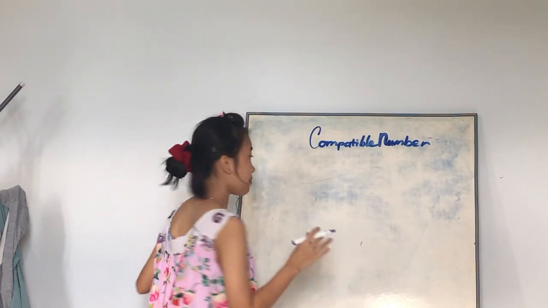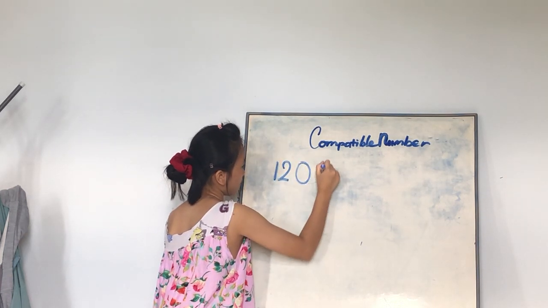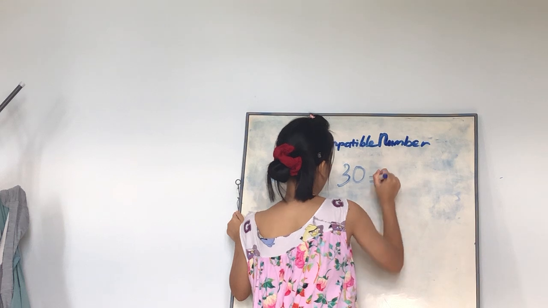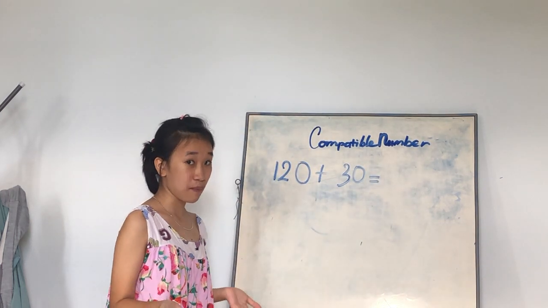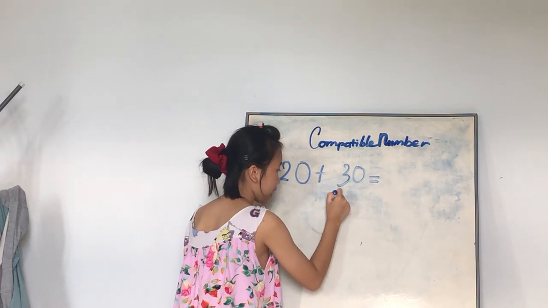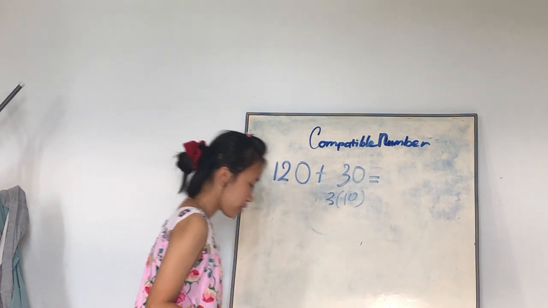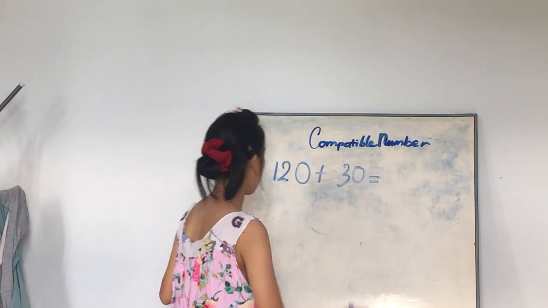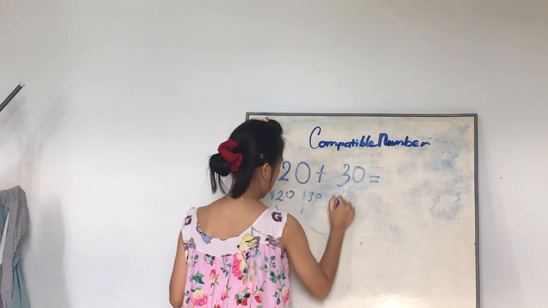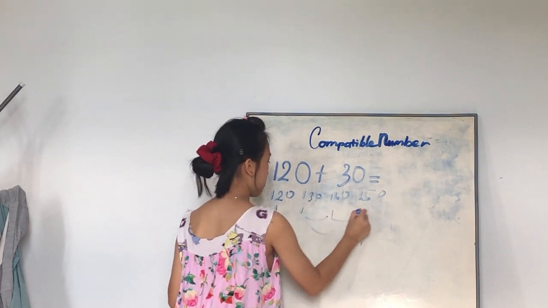First, I have the problem 120 plus 30. How can we solve this? See that 30 is 3 times 10, which means 3 tens. On a number line, 120, 130, 140, 150. So it's about 3 more tens.